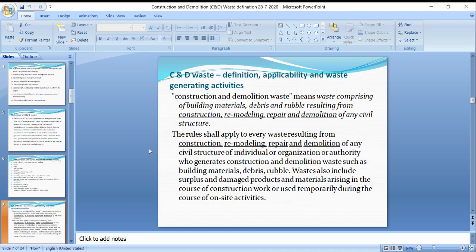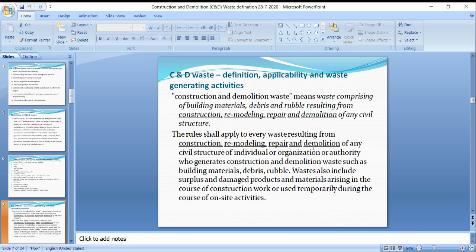So here is actually the definition of C&D waste. Construction and demolition waste means waste comprising of building materials, debris and rubble resulting from the construction, remodeling, repair and demolition of any civil structure. So if any civil structures are there in construction, they generally use the building materials which we have seen till now. The debris and rubble: they will get a lot of rubble waste over here, meaning stone rubble, stones will be a lot of the waste there.